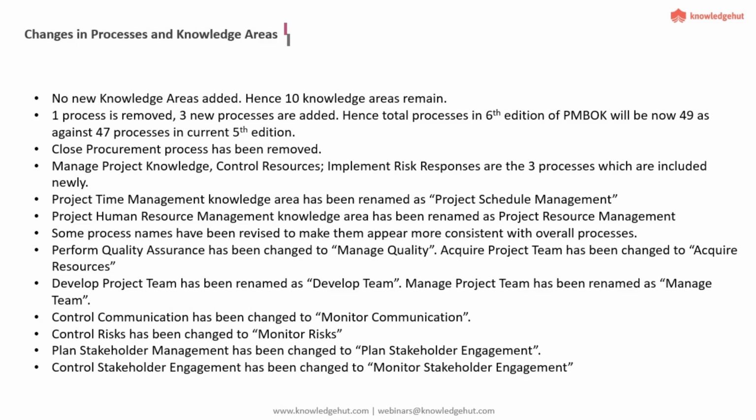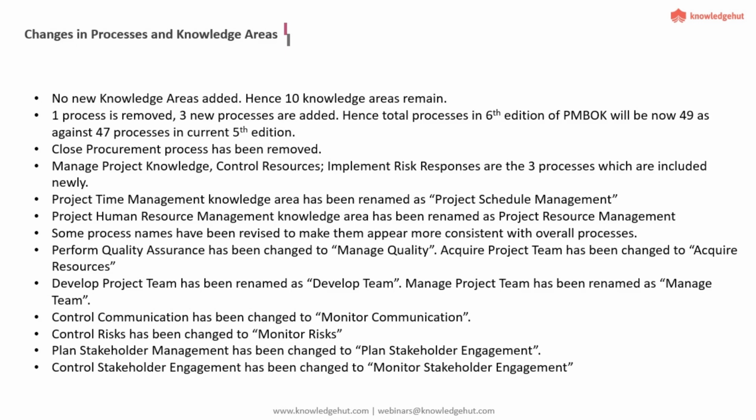Yeah, I think we have covered all of it. Manage project knowledge, control resources, and implement risk responses are the 3 new processes which got added, and the close procurement process got dropped. Time management got renamed as project schedule management. Human resource management has been renamed as resource management to include both manpower and physical resources management. And some process names have been revised to make them appear more consistent with overall processes.